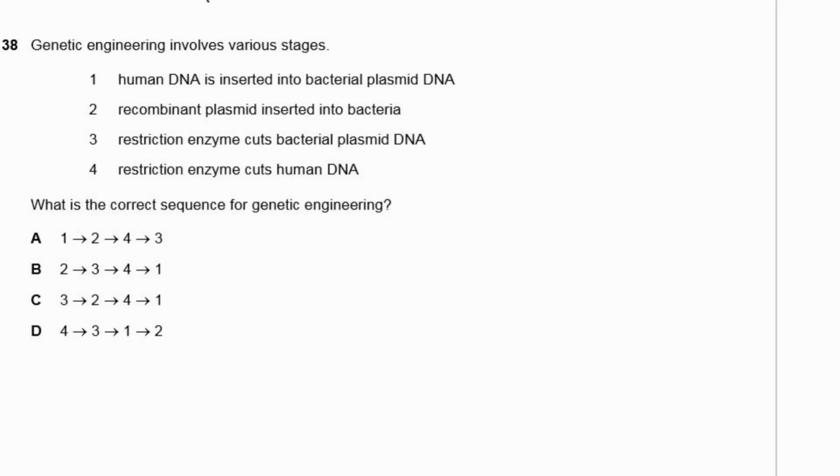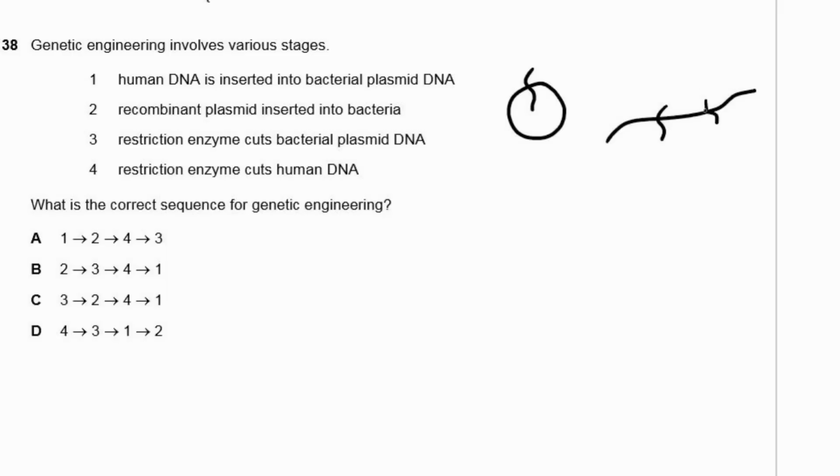Question 38. Genetic engineering involves various stages. What is the correct sequence for genetic engineering? Well, first of all, you have your plasmid, your circular section of DNA. Then you have your human DNA. I'm just going to draw one strand of it. And the first thing you do is you cut both the plasmid and the human DNA with the same restriction enzyme. Use the same set of scissors, which is the restriction enzyme.